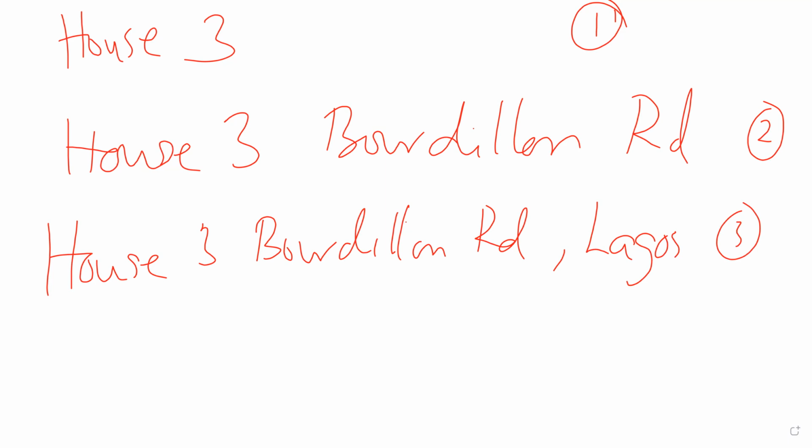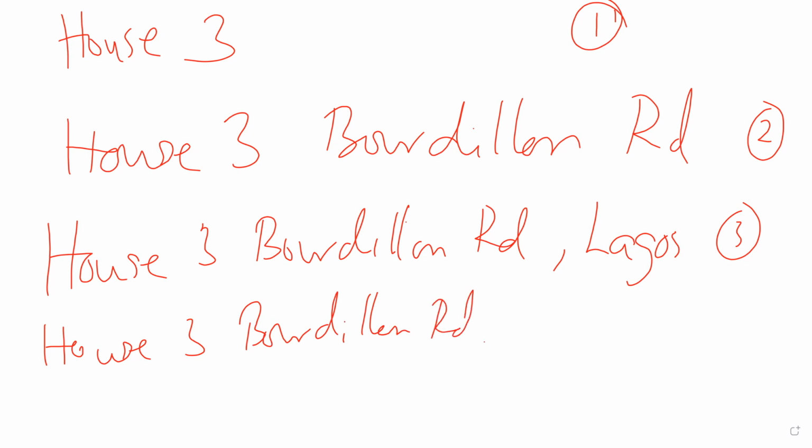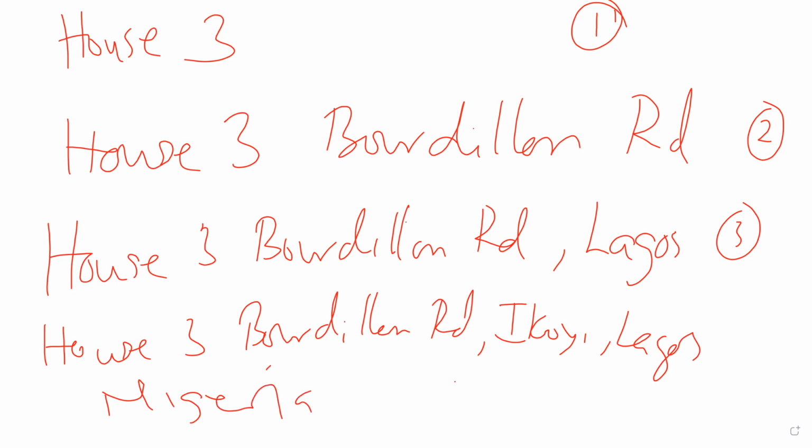And another person gave this address, house 3, Bodilon Road, Ikoyi, Lagos, Nigeria. I want to ask, which of these 4 addresses is the most specific?